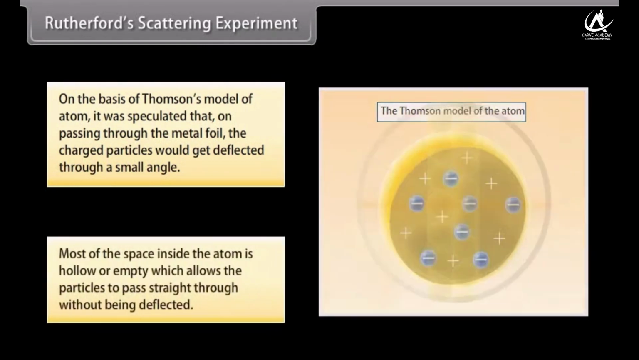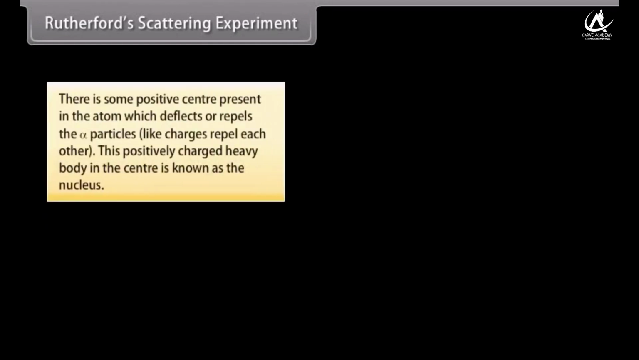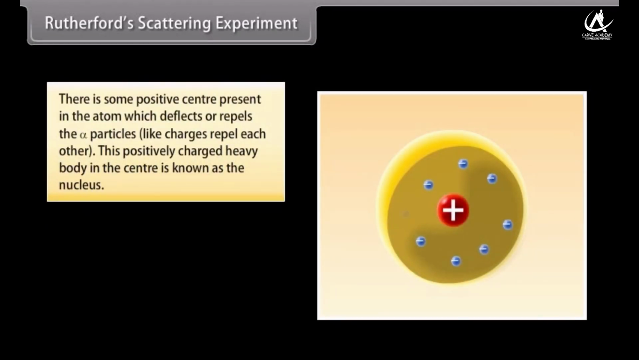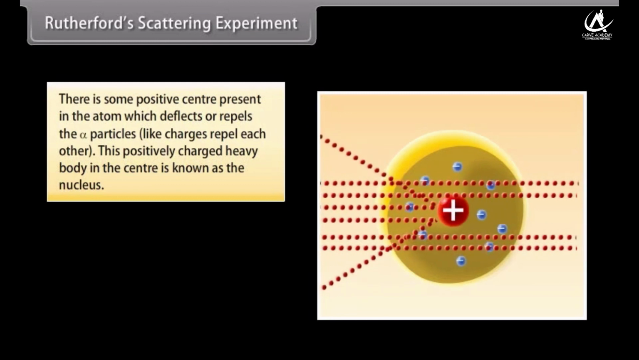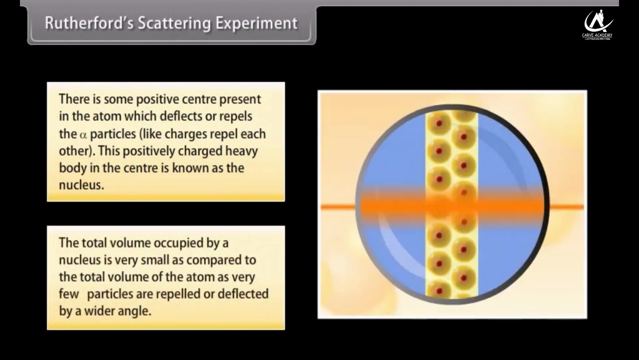1. Most of the space inside the atom is hollow or empty, which allows the particles to pass straight through without being deflected. 2. There is some positive center present in the atom which deflects or repels the particles, like charges repel each other. This positively charged heavy body in the center is known as the nucleus. 3. The total volume occupied by a nucleus is very small as compared to the total volume of the atom, as very few particles are repelled or deflected by a wider angle.